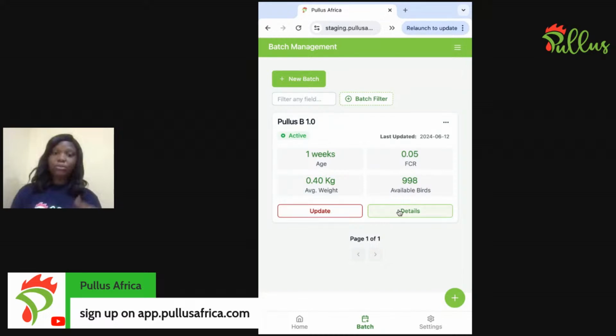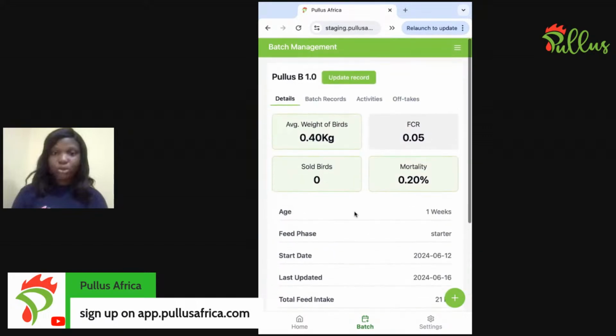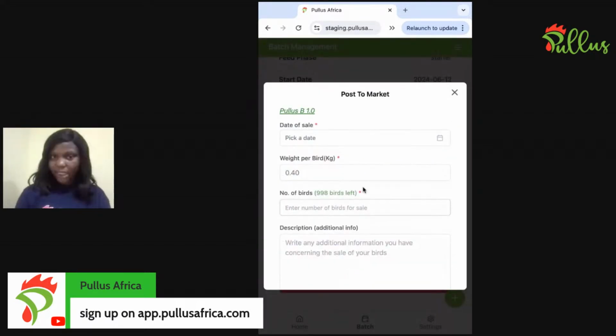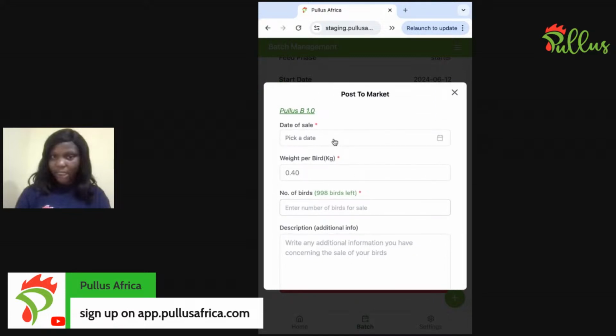Now you can click on this button to update like we just did from the dashboard, and you can click here to view details of the app. Now, once you click on that, you just scroll down here to post to market, and then you can now put in the details, the date of sale, the weight per kg. You can't actually put anything here because this populates from the data that you have been filling into the system.